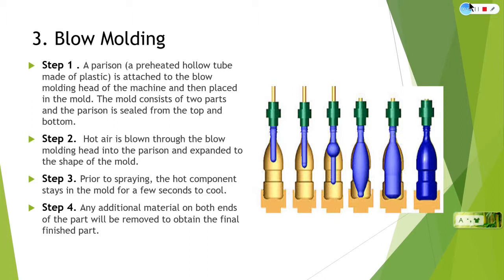Step 1, the parison is attached to the blow molding head of the machine and then placed in the mold. The mold consists of 2 parts, and the pressure is felt from the top and the bottom. Step 2, hot air is blown through the blow molding head into the parison and expanded to the shape of the mold. Step 3, the hot component stays in the mold for a few seconds to cool.